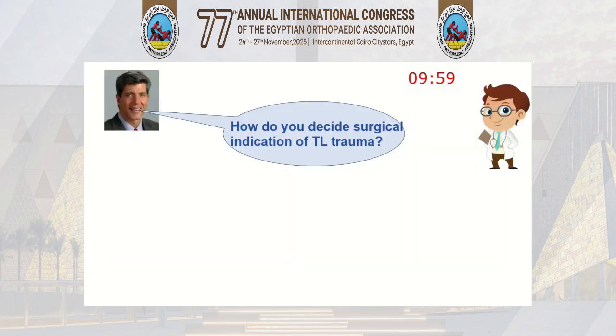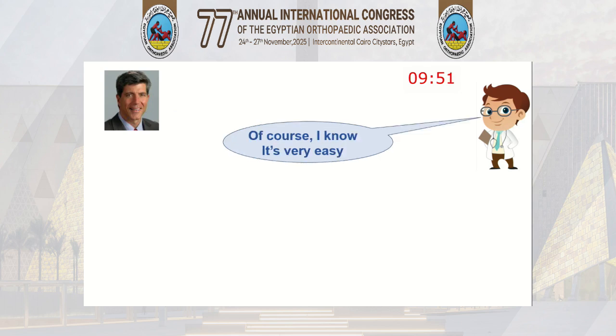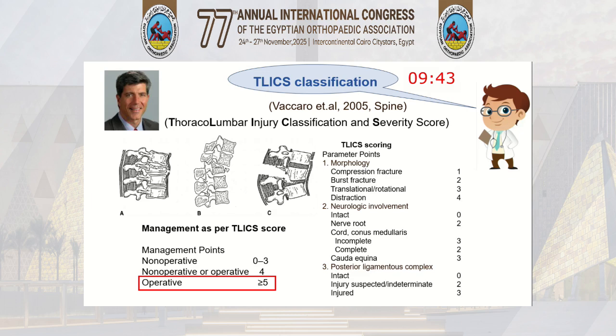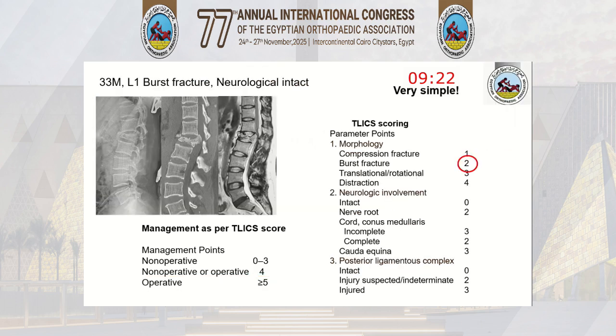Some doctor asked, how do you decide surgical indication for thoracolumbar trauma? A young doctor said, of course, I know, it's very easy. We use TLICS score. According to TLICS, the thoracolumbar injury classification and severity score, it includes morphological change, neurological involvement and posterior ligament complex. This is very important. So more than 5 is an indication for surgery. Everyone knows this classification. However, it's not so simple.